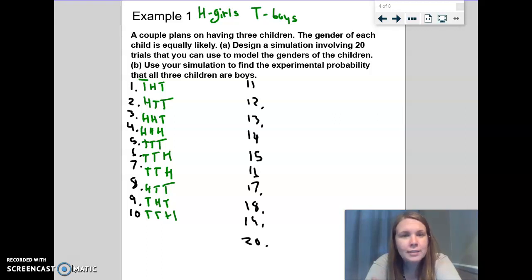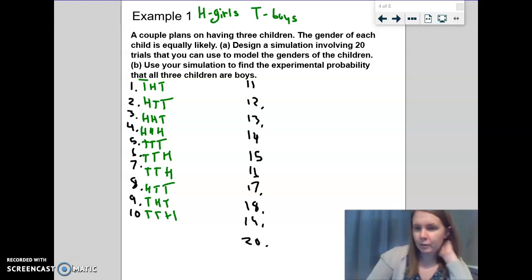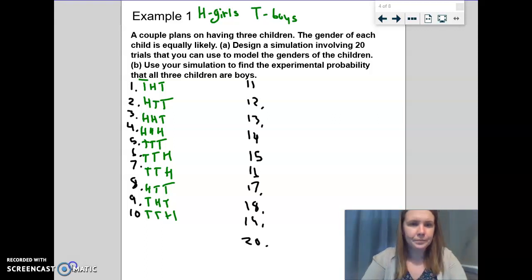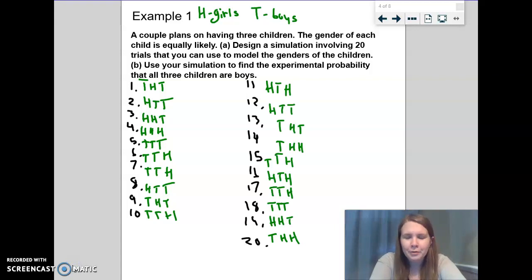Again, feel free to pause this. I'm going to continue on and find the other 10 values that we need. Okay. Alrighty, we got through it. Got through all of my simulations here of 20 different trials.